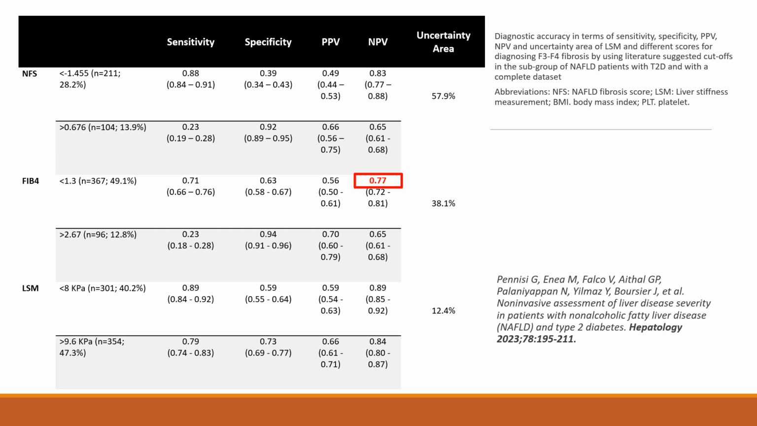A cutoff below 1, the NAFLD fibrosis score, and above all, Fibroscan performed better. So the authors of this study advocated for elastography-based triage of diabetic patients rather than a FIB4-based approach.